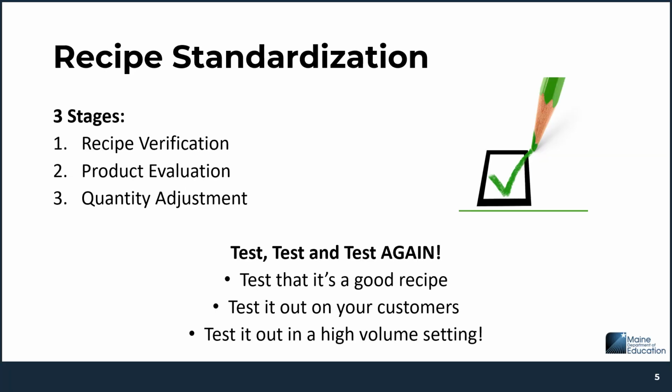There are three parts to standardizing a recipe for your operation. First, there's recipe verification. This involves reviewing the recipe, preparing it, and verifying the yield and recording any changes. Second, there's product evaluation. This focuses on determining the acceptability of the product produced. This is where your staff will make portions of this recipe and provide it to your students for taste testing. Finally, there's quantity adjustment. This involves changing the recipe yield and ingredient amounts accordingly, or scaling your recipe.